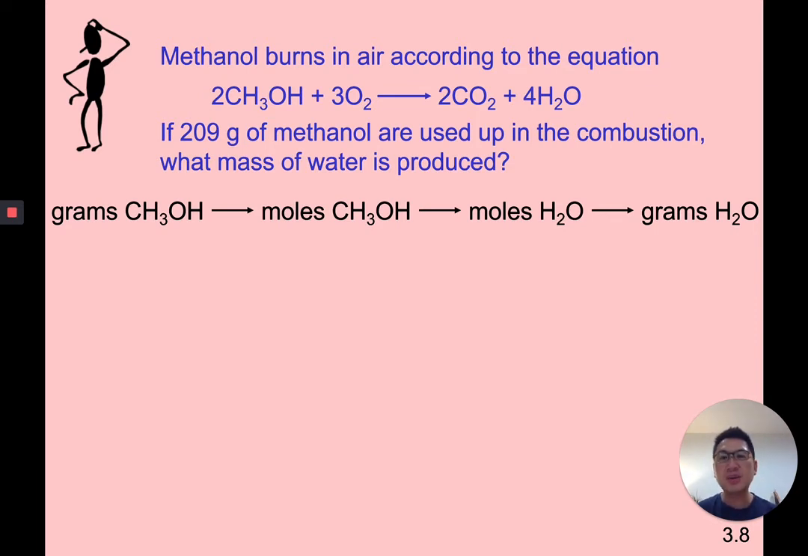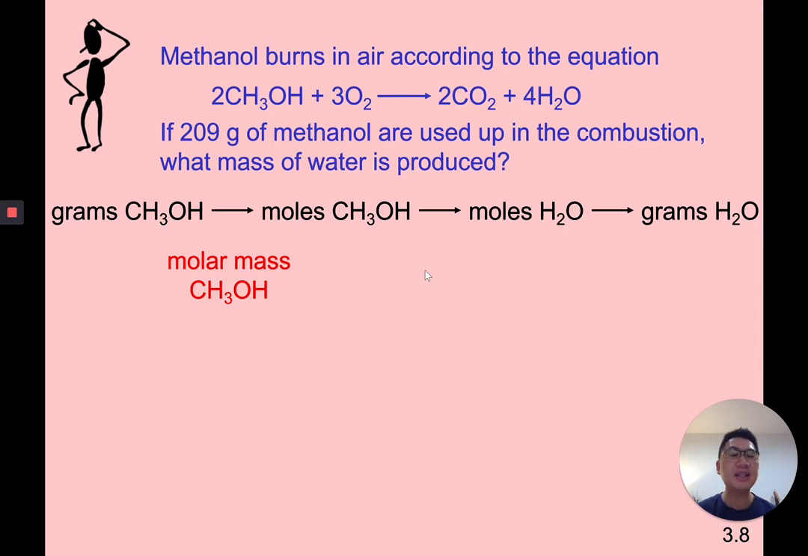Why didn't I just go from grams to grams? You can't do that. All we know from the balanced equation are moles to moles. These are mole ratios. I don't know how to go from grams to grams immediately. So, how do I change grams to moles? The first step: change grams to moles by figuring out the molar mass of CH3OH.